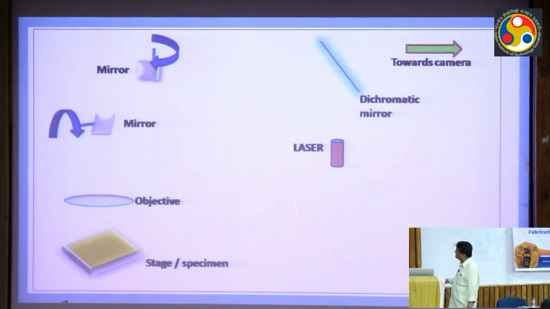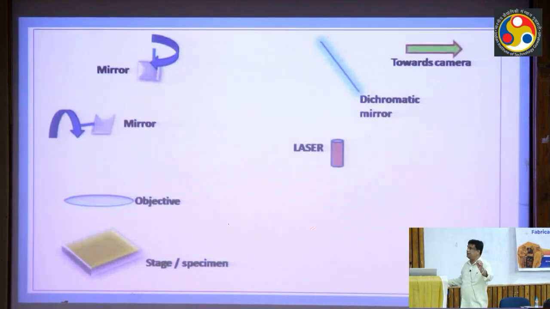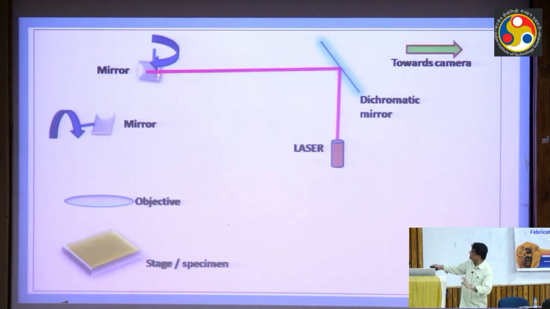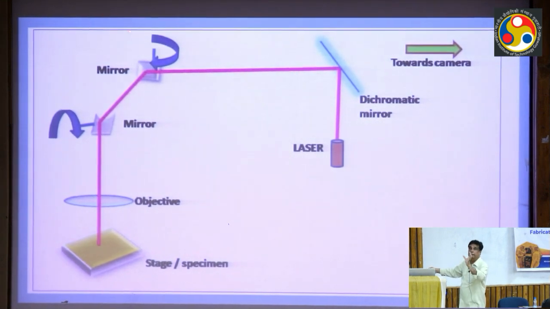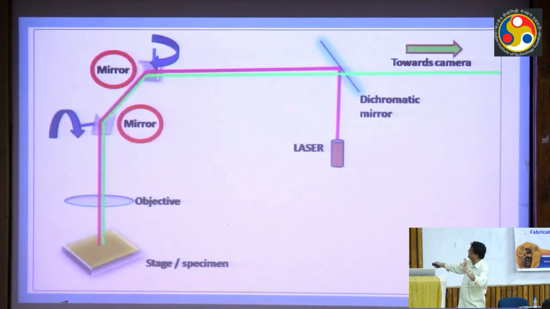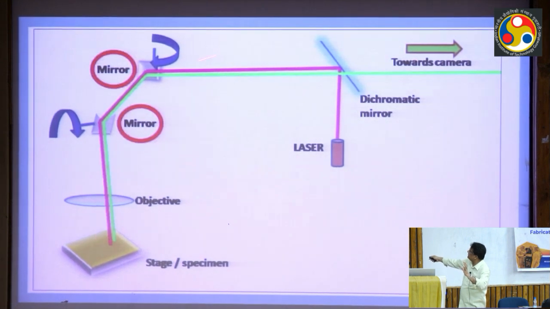Now, you have a set of components that I have written over there: the laser, dichroic mirror, and the mirror. This mirror can be twisted and rotated. So there is mirror one, mirror two, and objects. This is a specimen stage. When the red light is falling, the green emission is coming, and it goes through the dichroic mirror and is collected in the camera in the process.